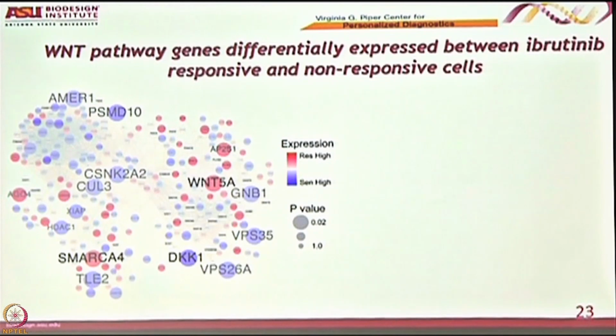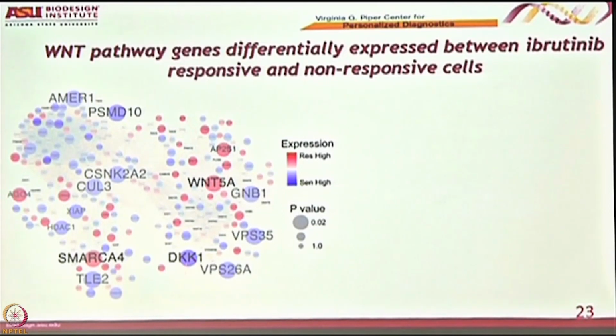This is a diagram of gene expression that shows a difference between sensitive versus resistant. So red means it drives resistance, and blue means it drives sensitivity. And the bigger the dot, the more the effect, okay? Or actually, the more the p-value, I should say. And so what you can see is, so here's the SMARCA4, for example. But we were focusing right here on Wnt5a and DKK1.